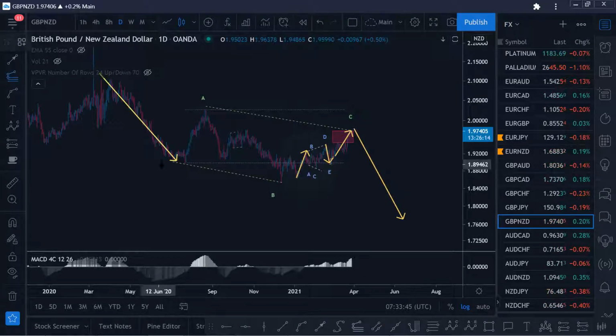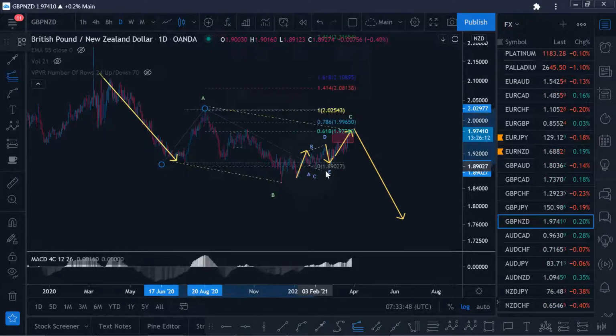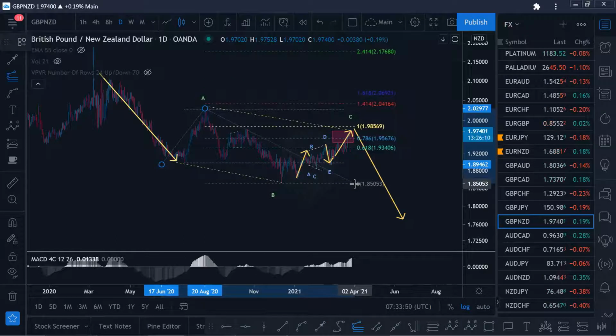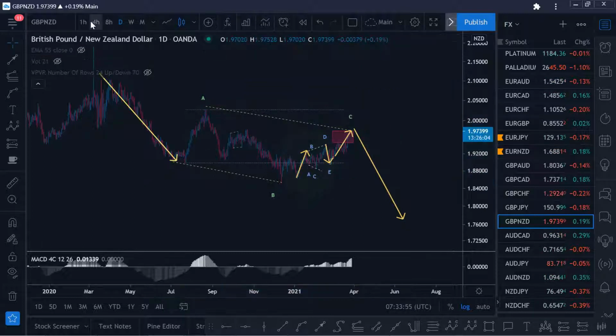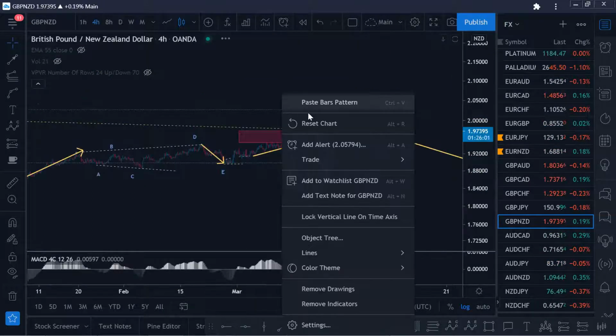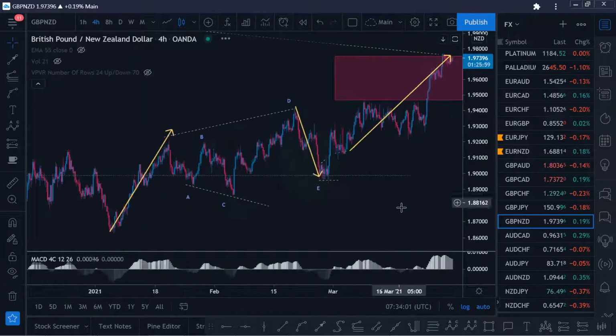In terms of the numbers, you can see how we're approaching that 1-to-1 region, that 0.786. We're sitting right in that region where we want to start to look for that turn to the downside. So I'm very keen to look at these lower time frames and look for that turn to the downside.